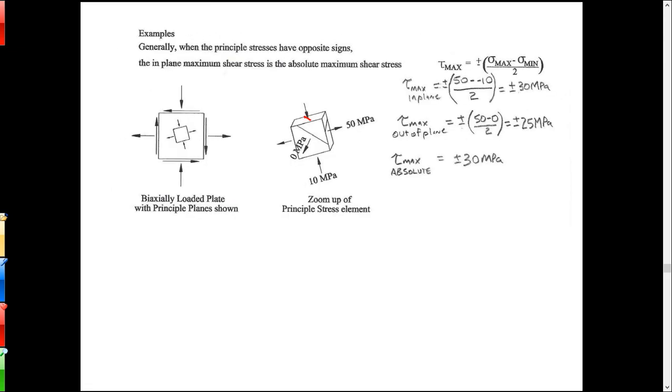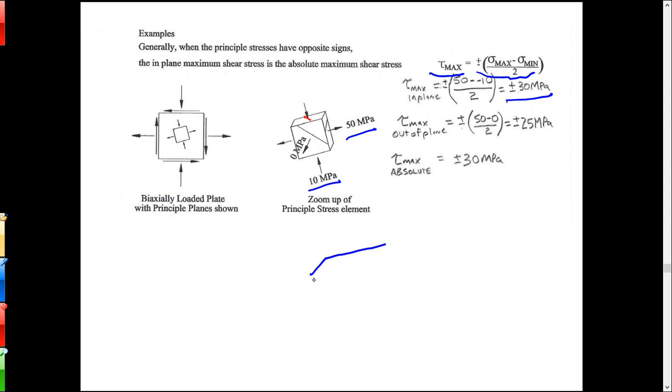And let's look at this one here. Okay? So let's say we've got some principal stresses as shown, that they're positive 50 and negative 10. Now, if we want to find tau max using this little shortcut formula, sigma max would be 50, sigma min would be negative 10, so tau max in plane would be 50 minus a negative 10 over 2, which is plus or minus 30.